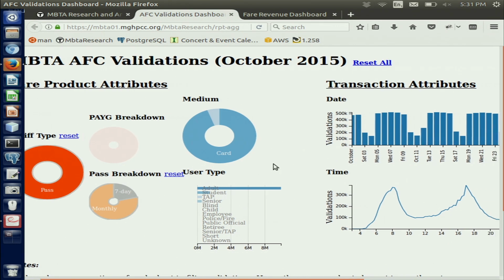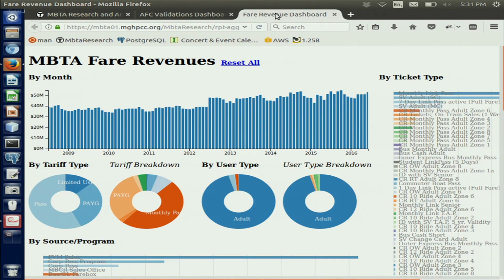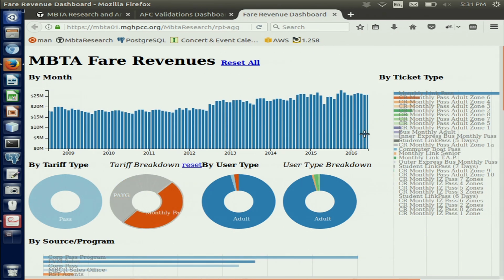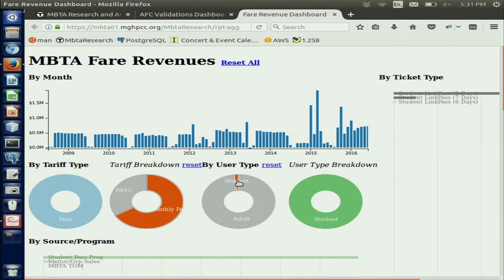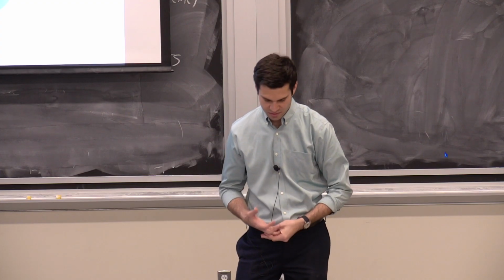And yeah, there's another dashboard for fare revenue. So these are fare revenues by month across many years. And you can see the total up here. But you can break it down again. So you can look at how much of it is monthly passes. And you can see how much of it is normal commuter pass versus commuter rail. And if you're interested in students, here's students. So you can really slice it and dice it any way you want to. And there's many more applications, but I just wanted to demonstrate a few.